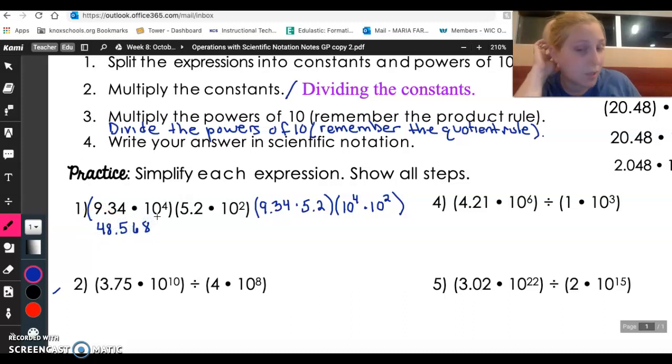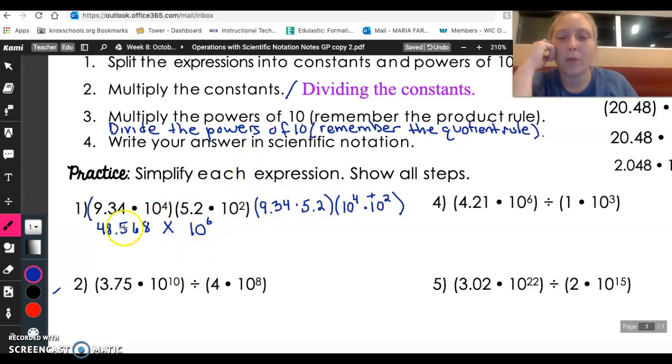So now I have 48.568 as the first number in scientific notation times the power of 10, and then we're going to use our product rule to take care of these powers. The product rule says, this is from our exponents unit, that if you're multiplying two powers and they have the same base, you keep the base and just add the exponents together. So we have 10 to the 4 plus 2, which is the 6th power.